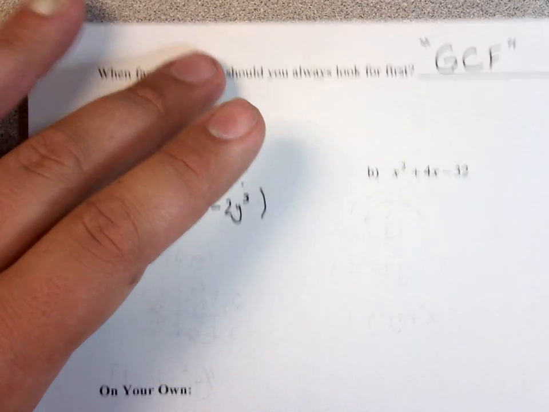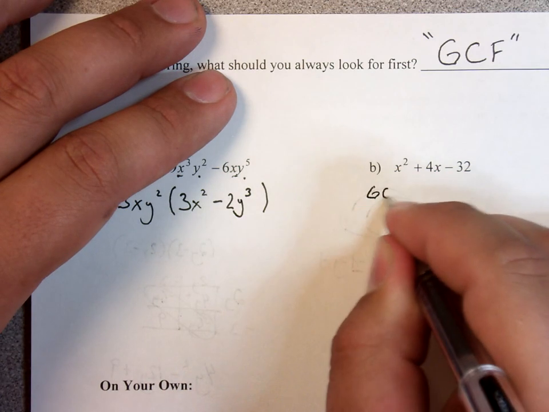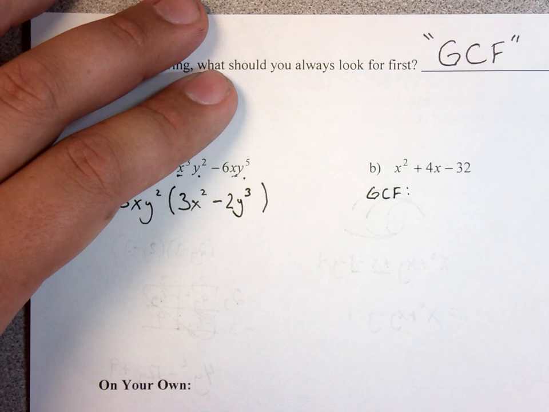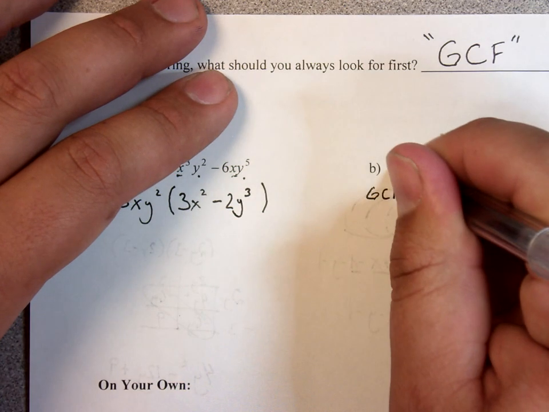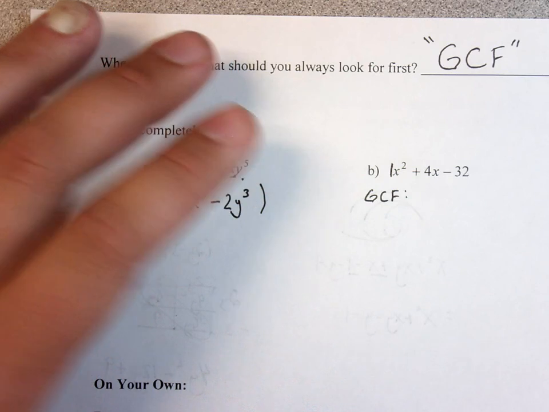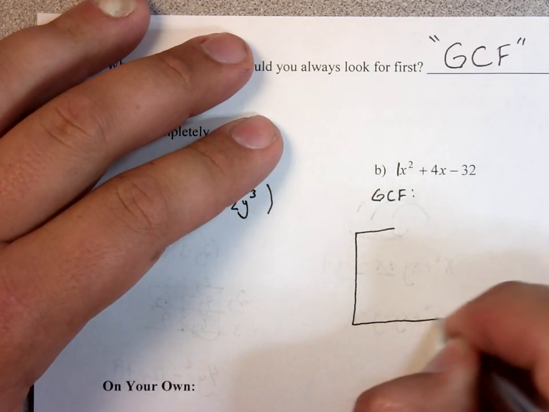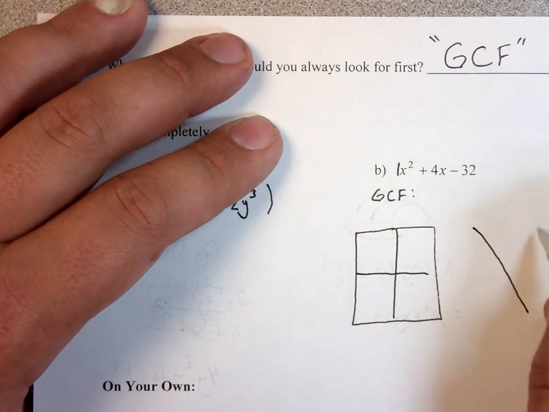Letter B. First, looking if there's a greatest common factor. Is there a number we can pull out of x squared plus 4x minus 32? Well, my coefficient in front of the x squared is just 1, so my greatest common factor would be 1, and that doesn't help. So we're going to look at our diamond box method from Algebra 1.